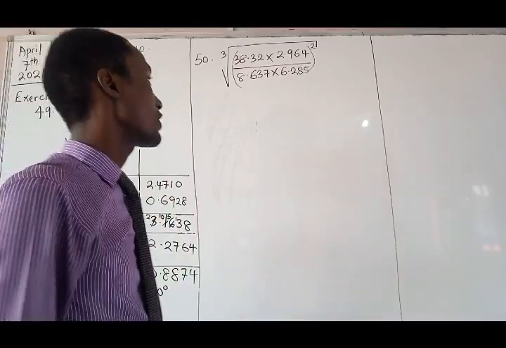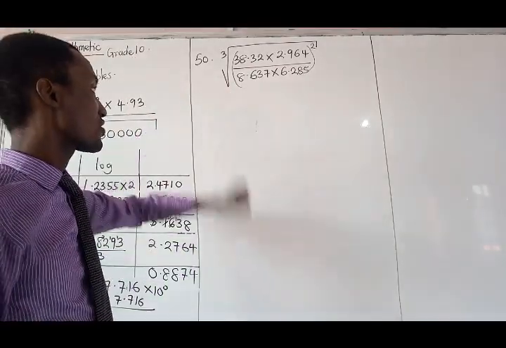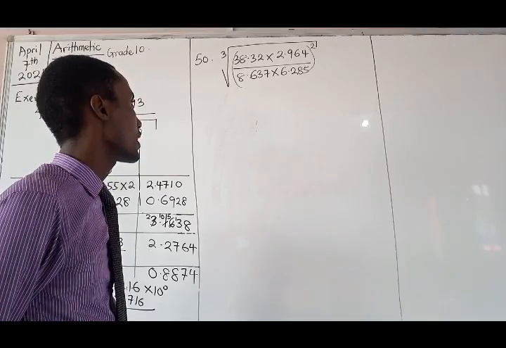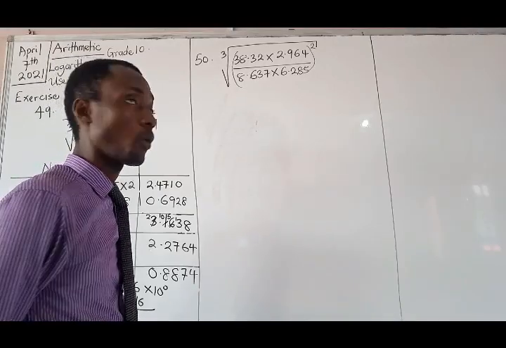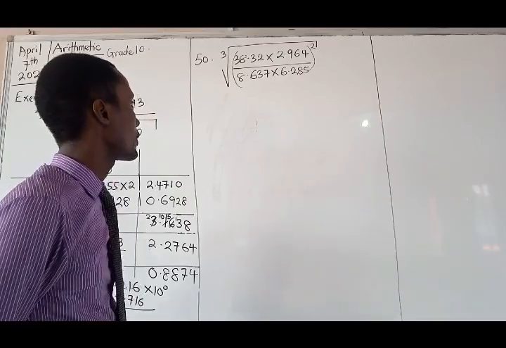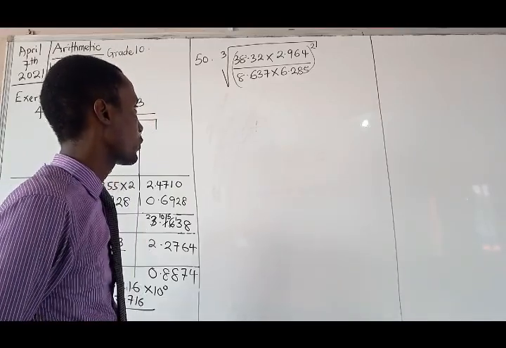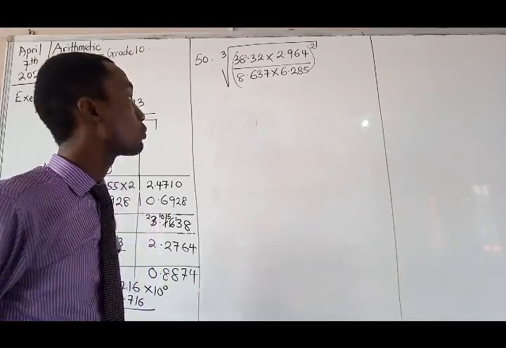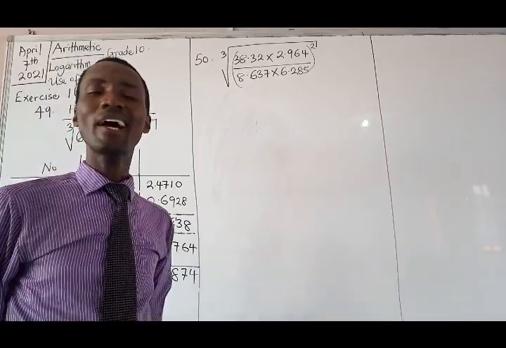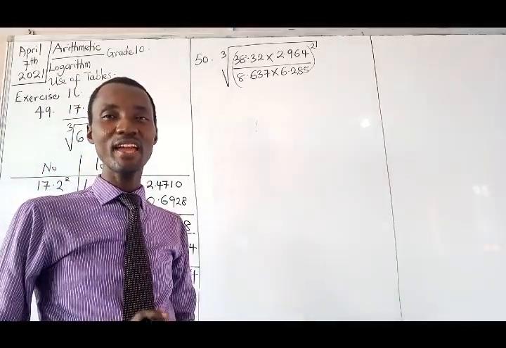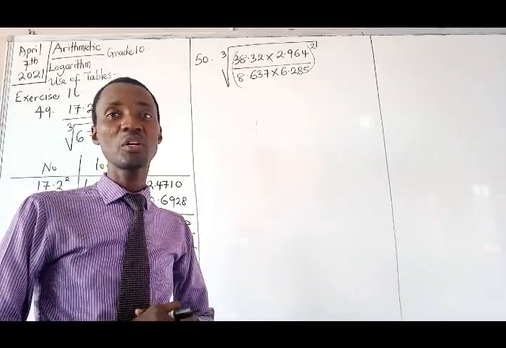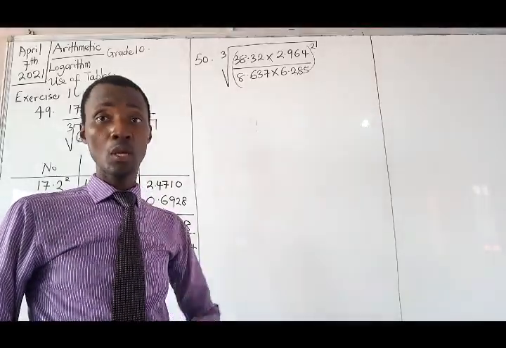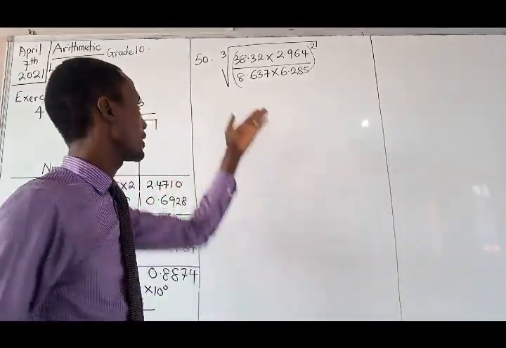Okay, looking at question 50 of this exercise, we have a question up there: 38.32 times 2.964 divided by 8.637 times 6.285, all raised to the power of 2, finding the cube root of this number. When you look at the question, it looks like a very, very complex question to solve. But it's one of those questions we say are big for nothing. We'll just start by applying a little idea from our indices.